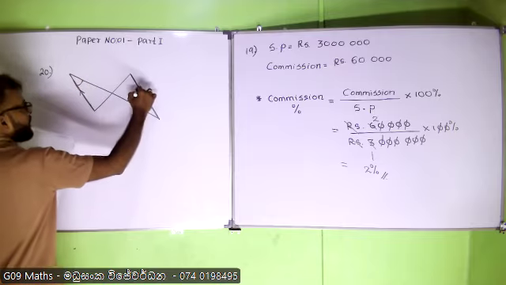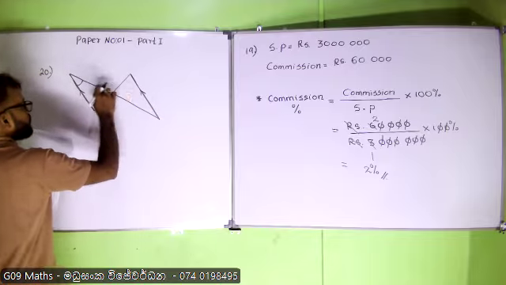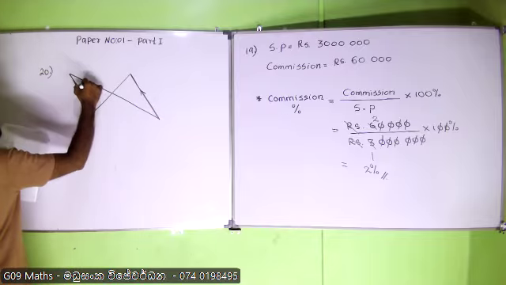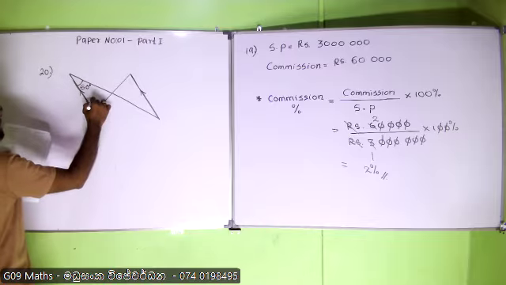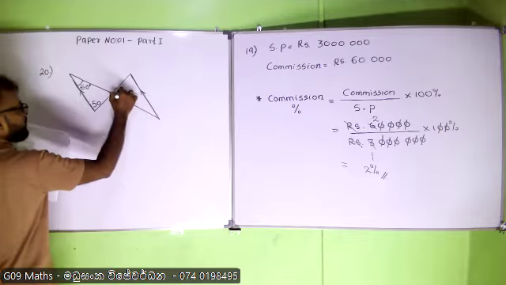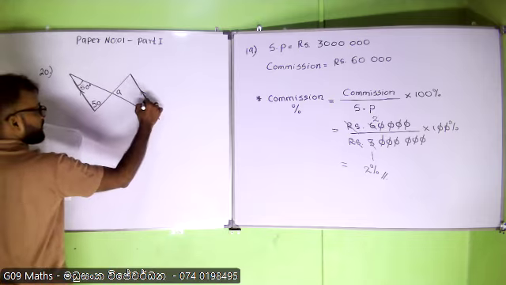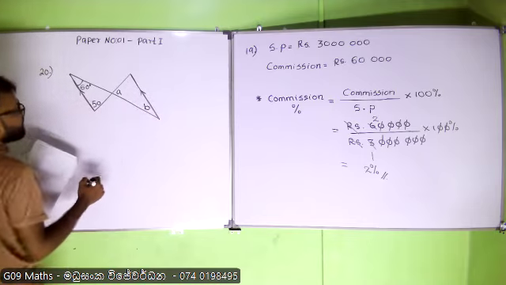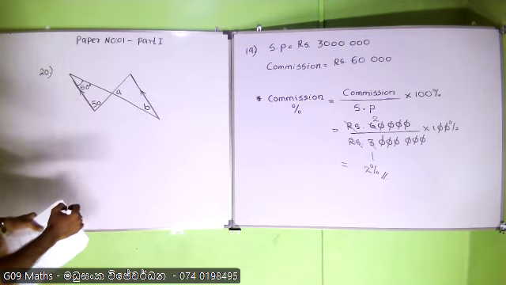This is a parallel line and this is a parallel line. These two lines are parallel. This angle is 60 degrees. This is 50. They ask me what is the value of this angle and this angle.